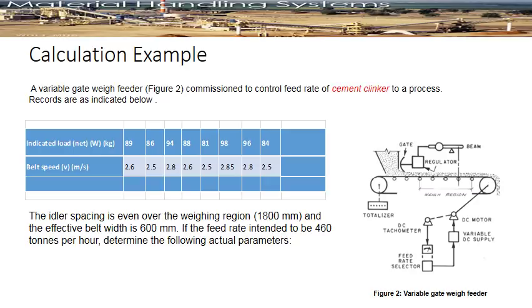So you can see here we have a table. It's not like what we had in the assignment question. We have the indicated load in kilograms, and we have the belt speed. We had 8 values for readings, with different velocities and different weights each time. So in this case, we said we have to calculate the average of all these values. So we are going to have the average load and the average velocity, and then we can use them to solve the question.